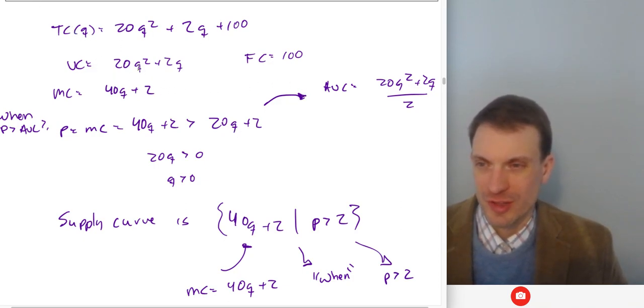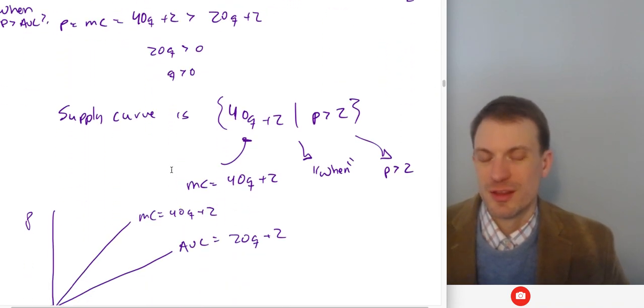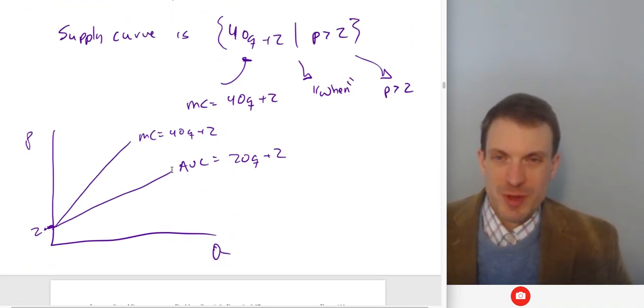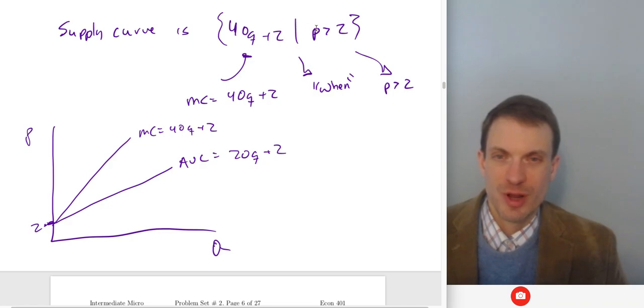Here is total cost, here is variable cost, here is marginal cost, there is fixed cost. Average variable cost, let's just take the variable cost divided by output. I don't know why I have 2 there. And then, where's price equal to marginal cost? This is going to be marginal cost equals or is bigger than average variable cost. And this tells us when quantity is positive, then marginal cost is bigger than average variable cost. So our supply curve is technically 40Q plus 2 when price is greater than 2.